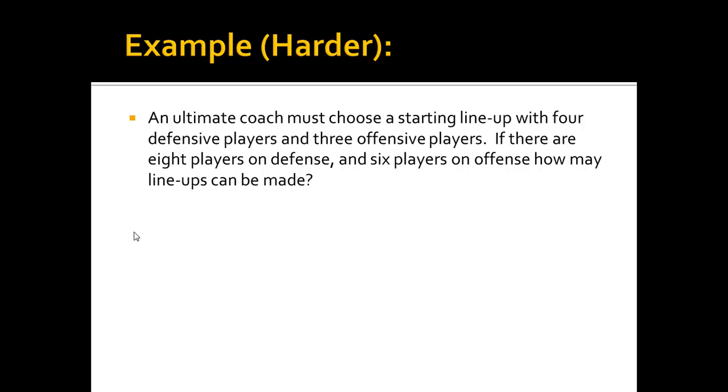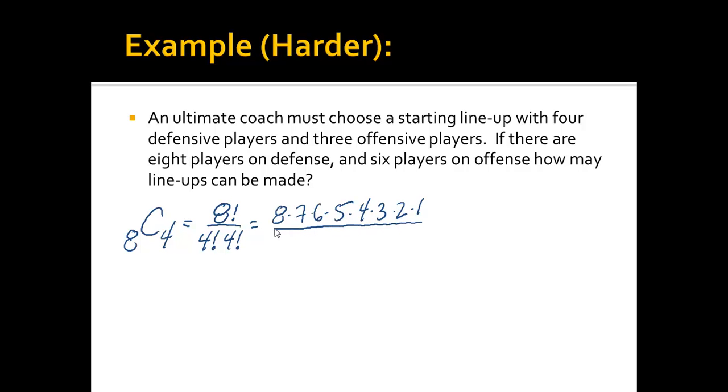With the defense, I had 8 players, and I was choosing 4 of them. It doesn't matter what order I select them in. So what I would have here is 8 factorial over 4 factorial times 4 factorial, and that would be 8, 7, 6, 5, 4, 3, 2, 1, divided by 4, 3, 2, 1. That's the first one, and then the second 4. I'm just not even going to worry about the ones.